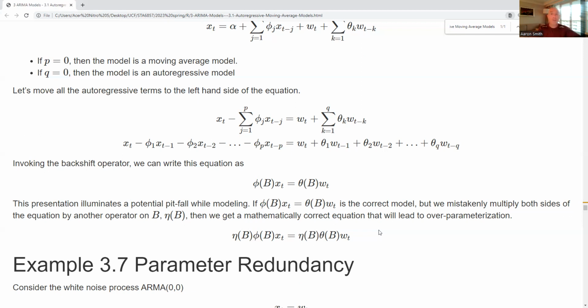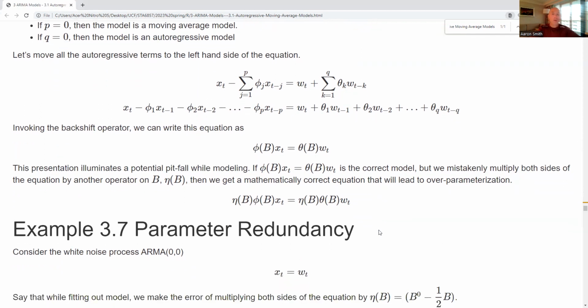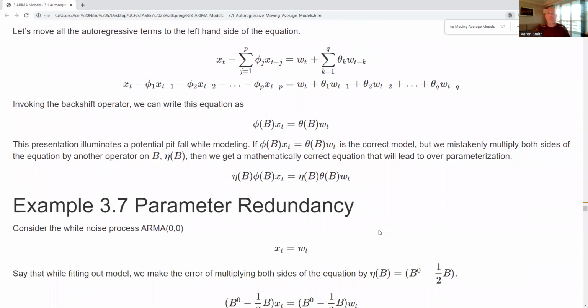I don't want this. What this is going to lead to is overparameterization, and the author refers to this as parameter redundancy. Remember that whenever I'm building a model, if I have two models that fit my data equally well, I want the simpler one of the two. With this extra gunk eta floating around, I'm not going to get the simplest model possible.